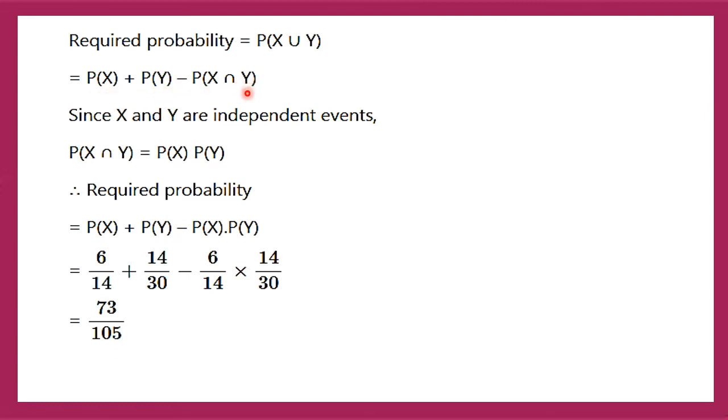Now what is this P of x intersection y? Since x and y are independent events, we know P of x intersection y is P of x into P of y. So the required probability is P of x plus P of y minus P of x into P of y. By substituting the values, we will get 73 upon 105.